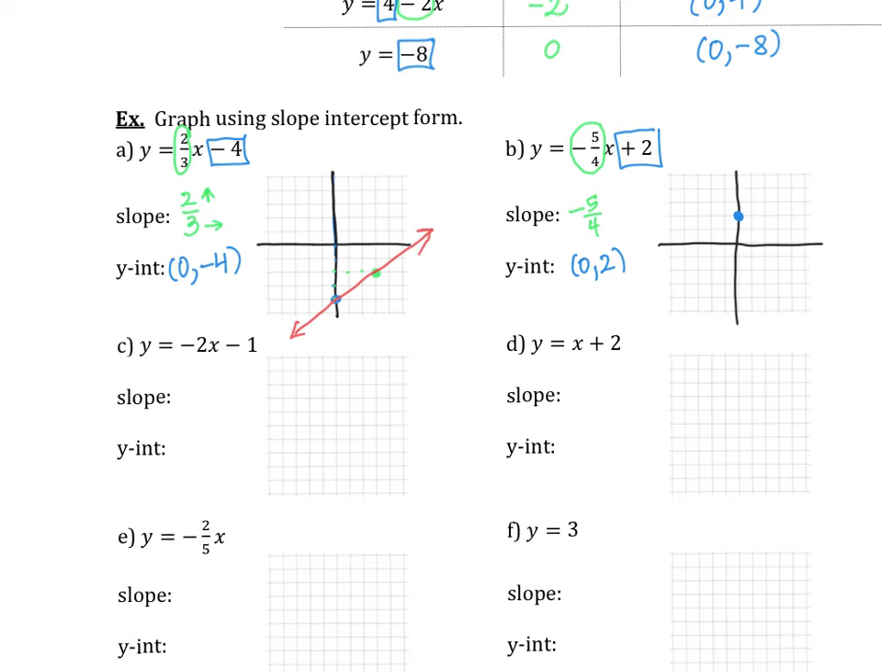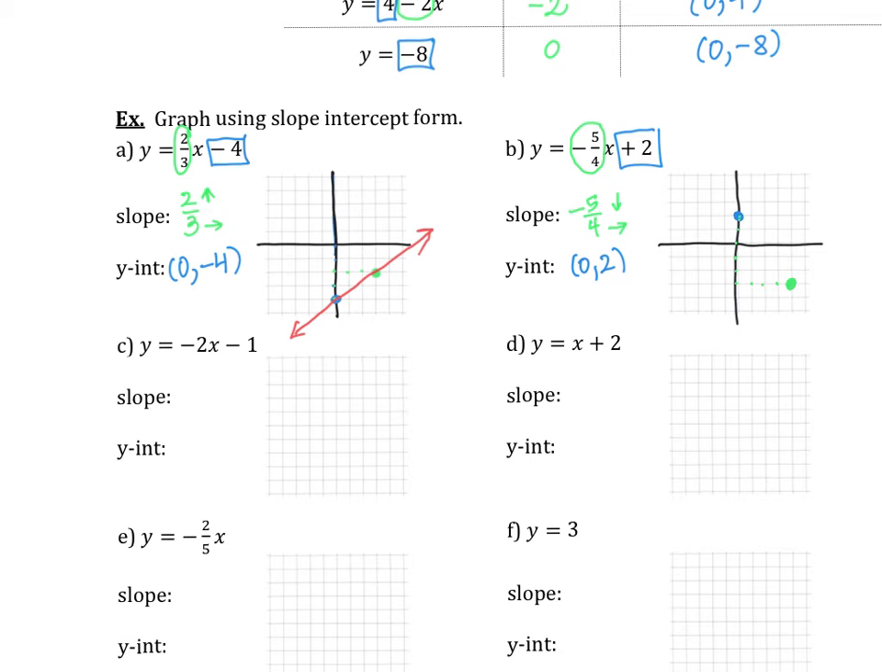Okay, the slope's going to tell me how to get to another point. It's rise over run. So since it's a negative 5, I'm actually going to go down 5, and then I'm going to go right 4. This is telling me directions to get to other points on the line. So from my y-intercept, I'm going to go down 5: 1, 2, 3, 4, 5, over 4: 1, 2, 3, 4. And that is another good point that's on my graph.